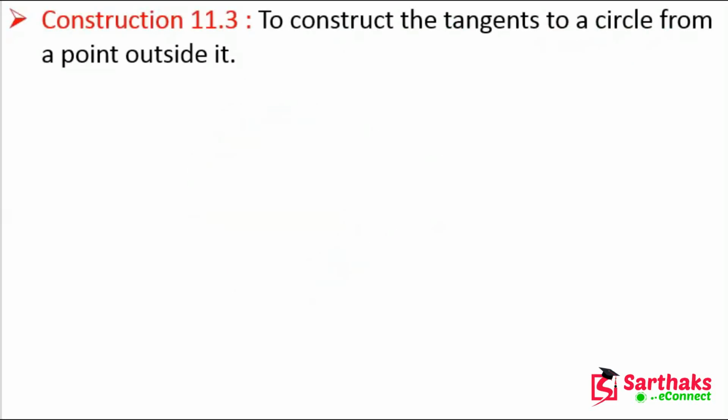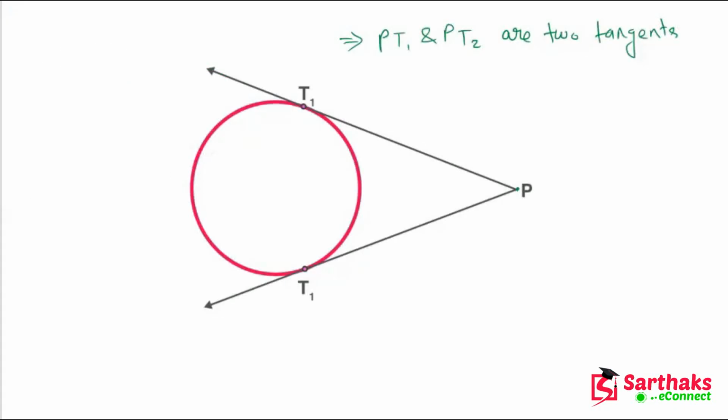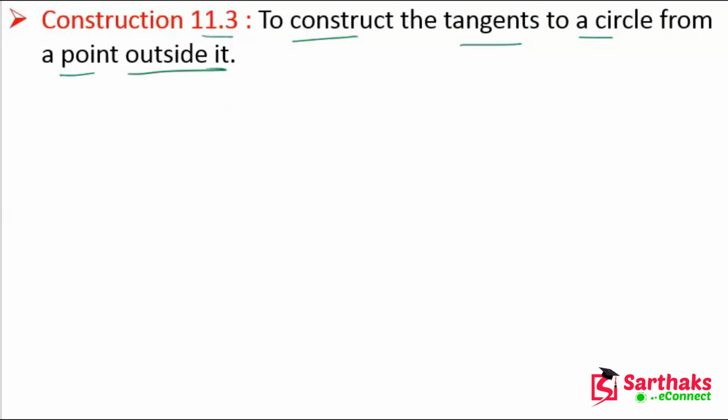The most important is construction 11.3, that is, to construct the tangents to a circle from a point outside it. In this case, the point is outside the circle and we are drawing two tangents from this point on the circle, with the help of compass and construction.